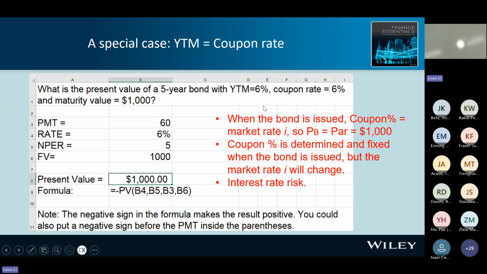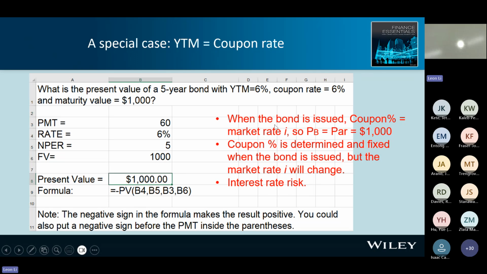I hope students know that when the bond is issued, the coupon rate is equal to the market rate, so the bond price will be equal to 1,000. The coupon rate is determined and fixed when the bond is issued, so it will not change. However, the market rate will change. Therefore, we have interest rate risk. We will address the interest rate risk later.